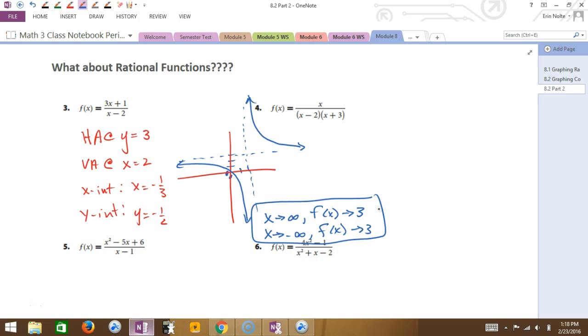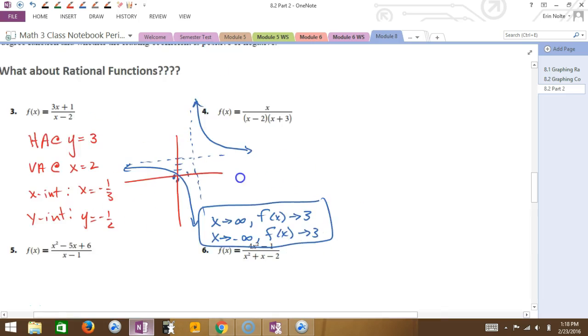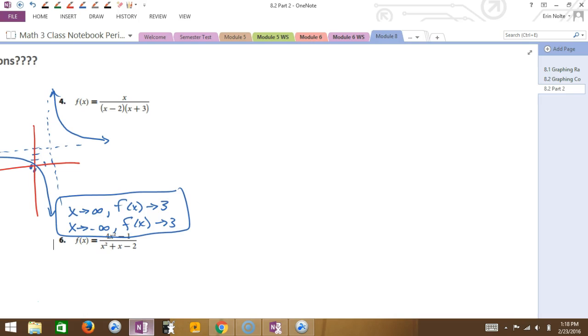Okay, so let's do question number 4. I'll do this one in green since I kind of overstepped my boundaries here. Okay, let's start with my horizontal asymptote. How do I figure out my horizontal asymptote in this one? It's bigger on bottom. So how did you know it was bigger on bottom?